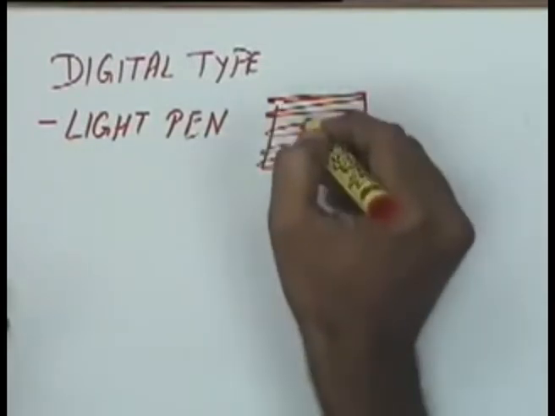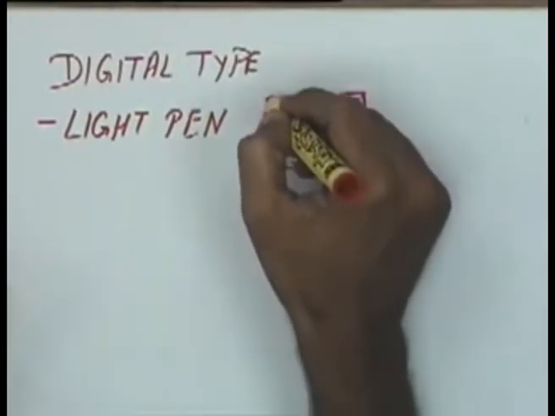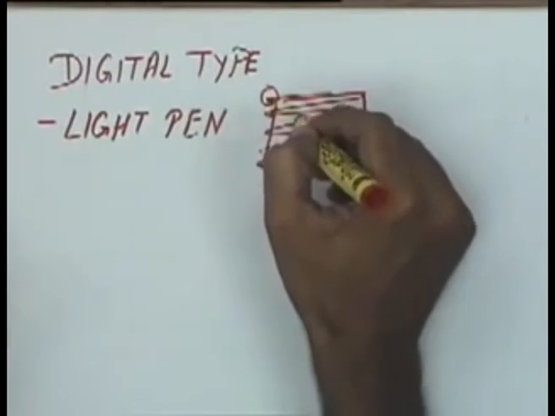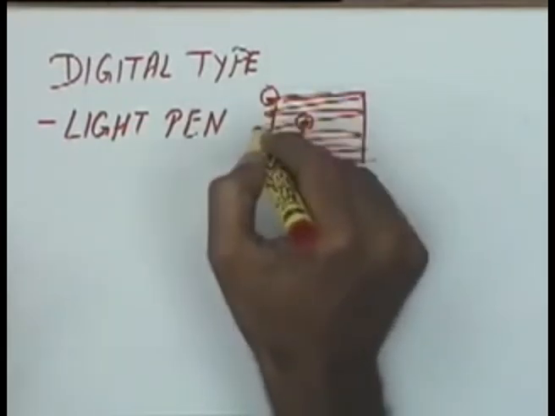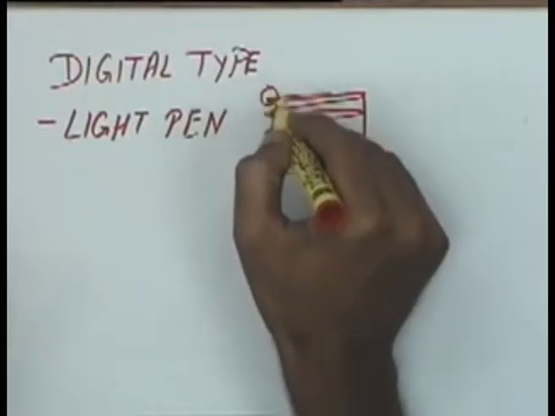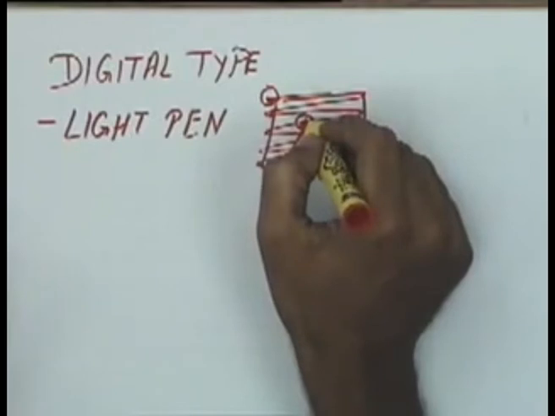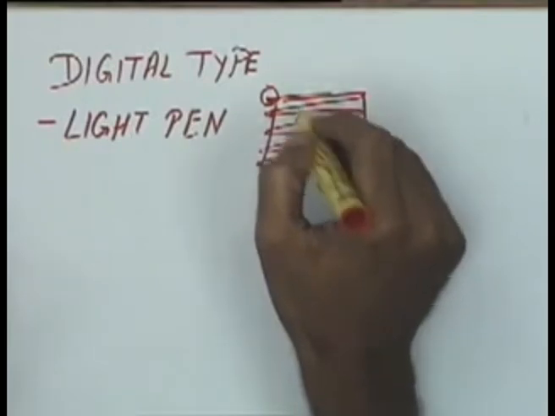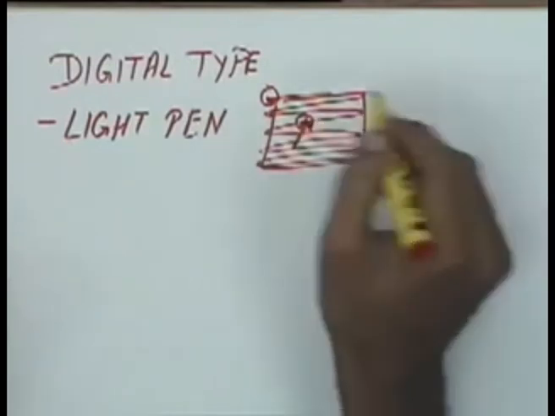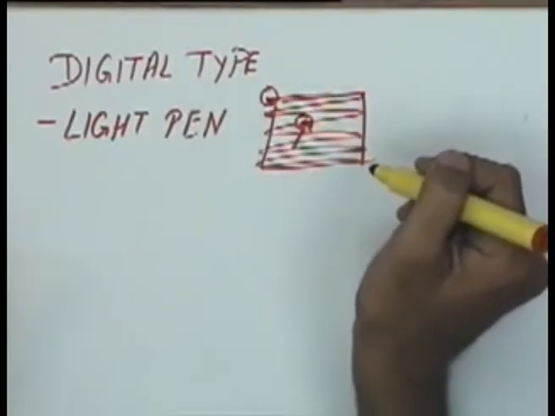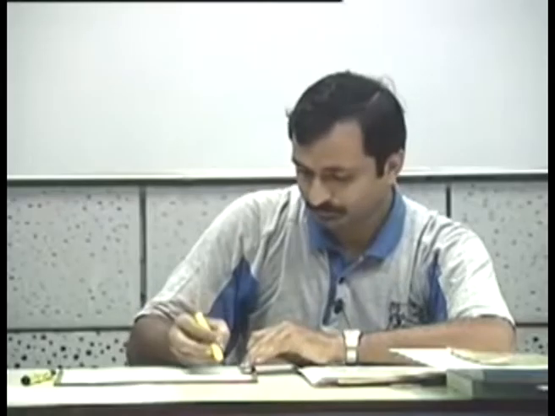So the moment the light pen senses the light over here, it knows how much time lag there is between the starting point and this point, and that time lag is used to compute the total distance travelled and hence the position of the light pen at that point. This is how the position of the light pen is sensed and fed back to the machine. So this is the basic principle of a light pen.